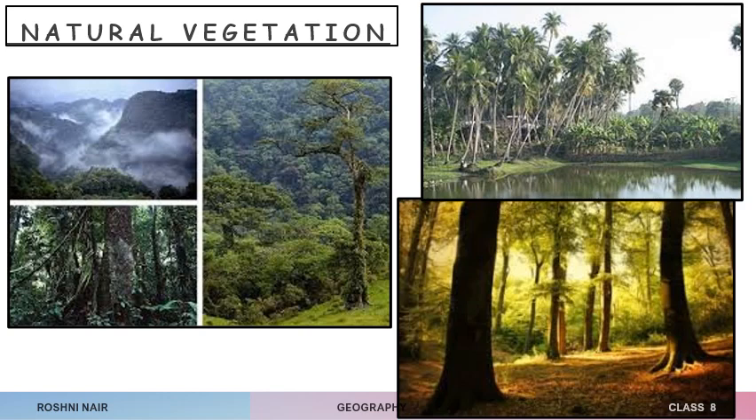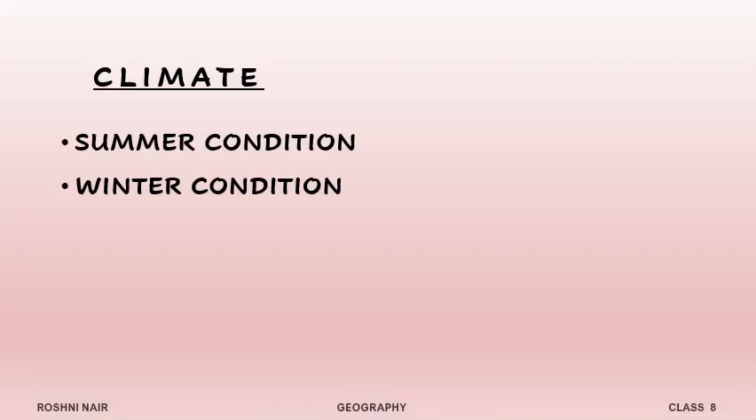And conditions like precipitation are the factors which lead to huge diversity in flora and fauna. So we will also be learning about the natural vegetation in this chapter. And under climate heading, we will be learning two conditions, summer condition and winter condition. In detail, we will learn.